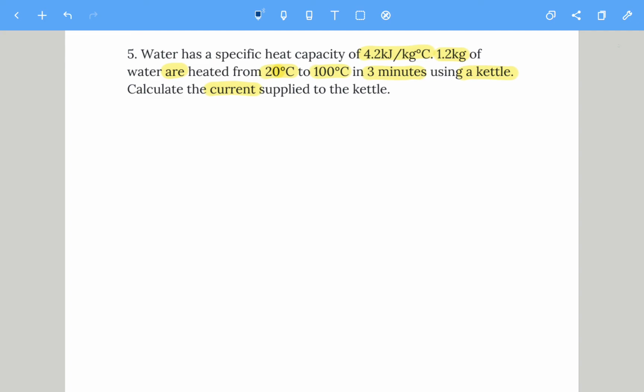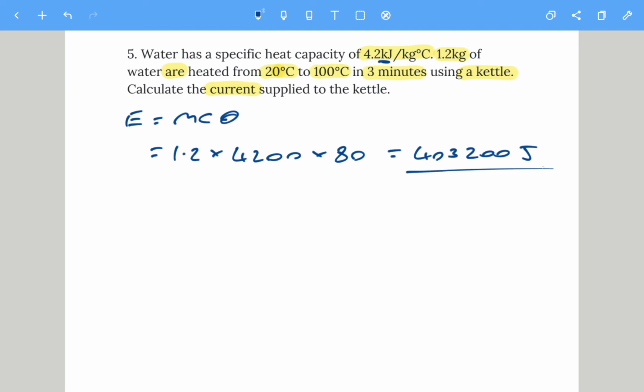Let's have a look. So first of all, let's calculate the energy transferred. So energy is mc theta. So the mass is 1.2 kilograms. Multiplied by the specific heat capacity of 4,200. We need to times by 1,000 because it's kilojoules. Change in temperature, 20 to 100 is 80 degrees. So that gives us an energy transfer of 403,200 joules. This is obviously assuming that the kettle is 100% efficient, which it wouldn't be in real life. But GCSE physics is fine.